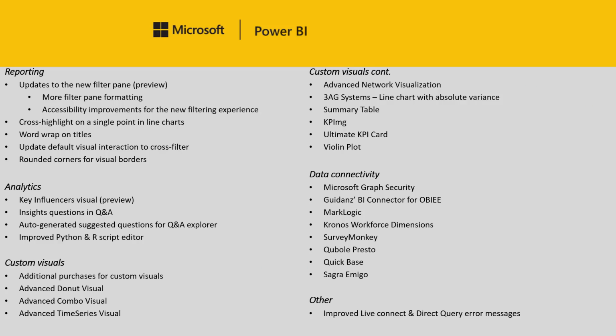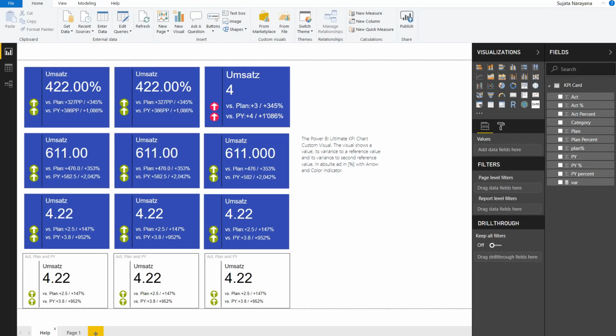We have another KPI custom visual for you guys this month. This one's called the Ultimate KPI Card. Now let's go ahead and take a look at the demo report. In a single KPI card, you can measure a value and compare it to one or two different reference values, such as a planned value or the previous year value. Now let's take a look how you'd build one of these.